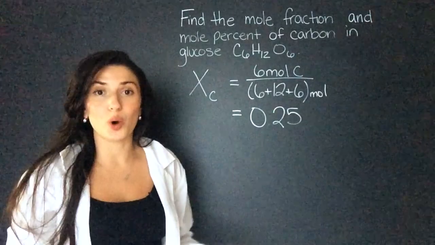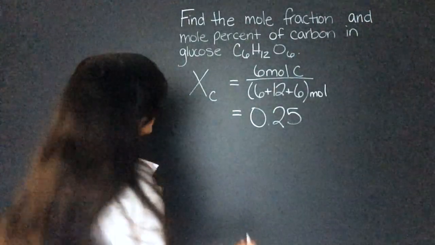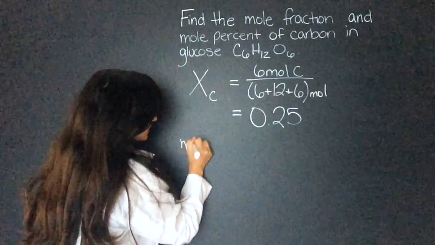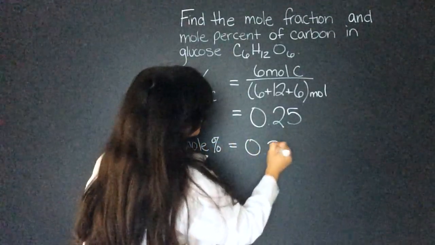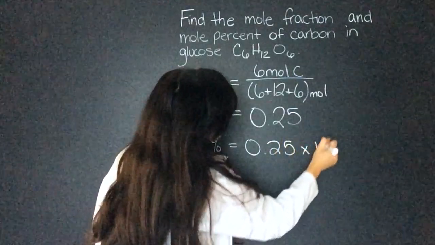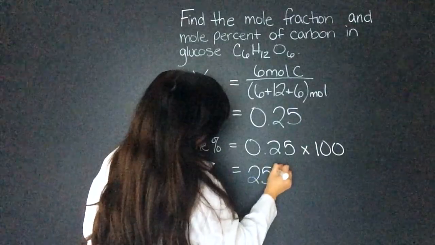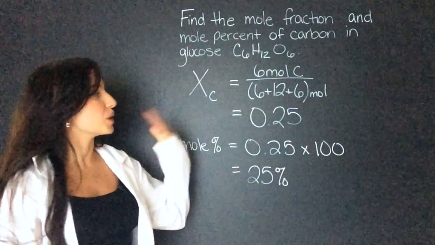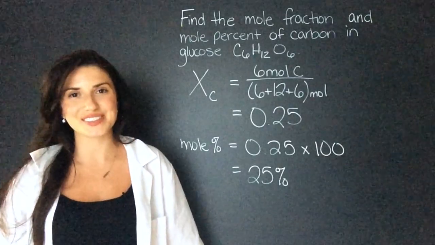Now to find the mole percent, we just have to multiply the mole fraction by 100. So mole percent equals 0.25 times 100, which equals 25%. And there is our mole fraction and our mole percent for carbon in glucose.